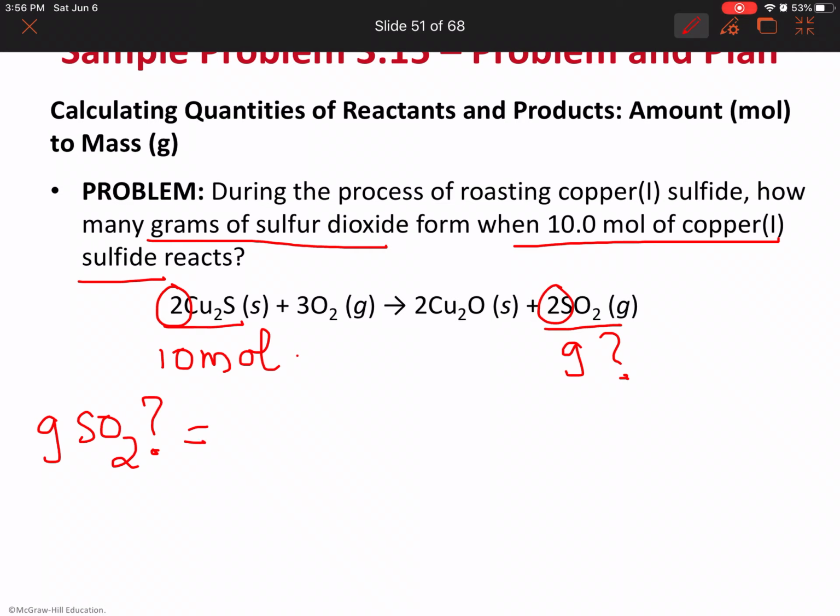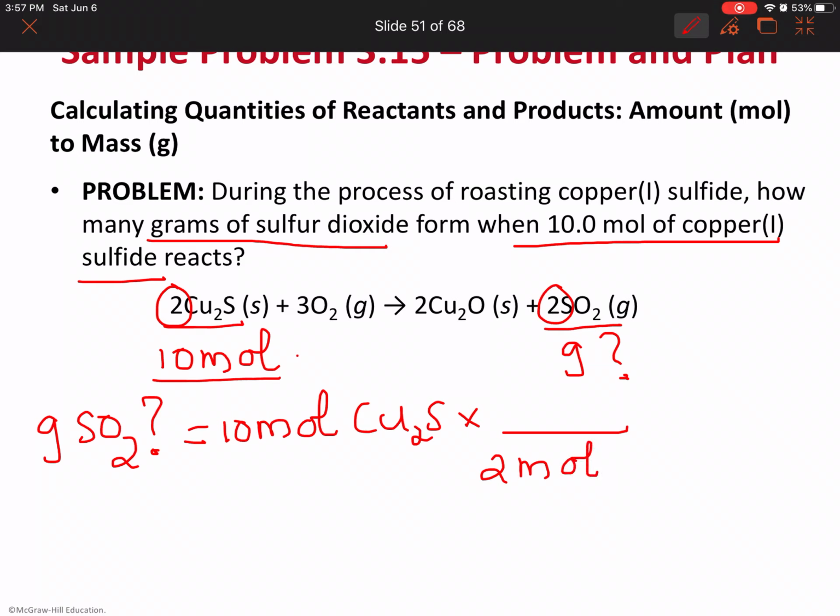We always start with what's given. What is given to us? 10 mole copper sulfide. And then you're going to use the molar ratio to find out the number of moles of sulfur dioxide. Okay. And then the molar ratio would be from the balanced equation 2 moles Cu2S give you 2 moles SO2.